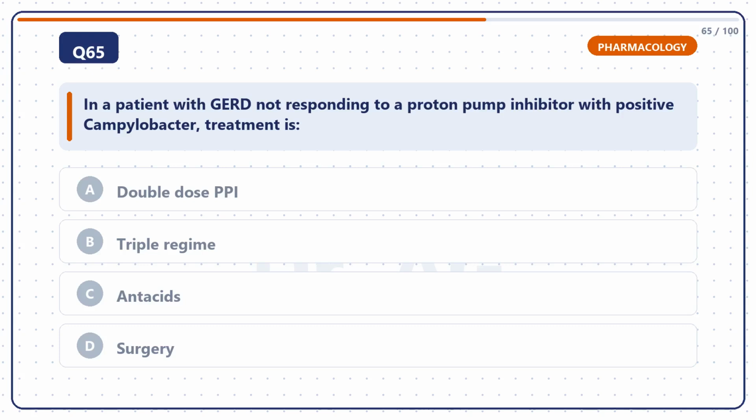Myelosuppression. Question 65. In a patient with GERD not responding to a proton pump inhibitor with positive Campylobacter, treatment is. Option A. Double dose PPI. Option B. Triple regime. Option C. Antacids. Option D. Surgery.